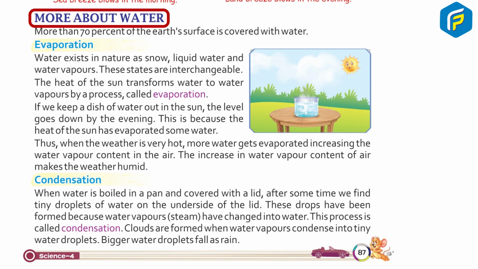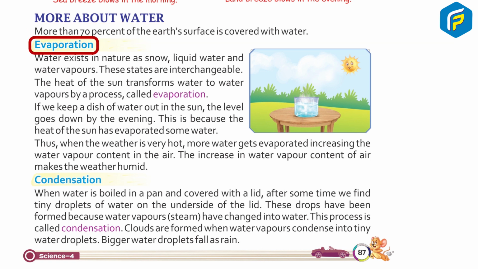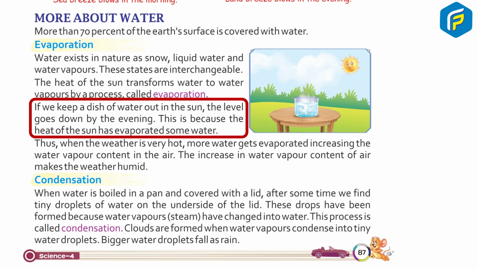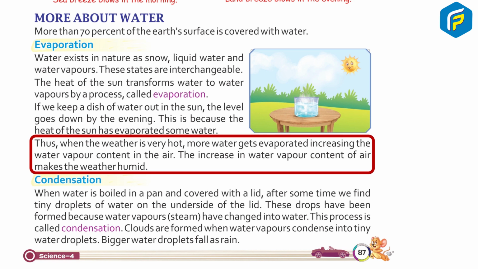More about water. More than 70% of Earth's surface is covered with water. Evaporation. Water exists in nature as snow, liquid water and water vapors. These states are interchangeable. The heat of the sun transfers water to water vapors by a process called evaporation. If we keep a dish of water out in the sun, the level goes down by the evening. This is because heat of the sun has evaporated some water. Thus, when the weather is very hot, more water gets evaporated, increasing the water vapor content in the air. The increase in water vapor content of air makes the weather humid.